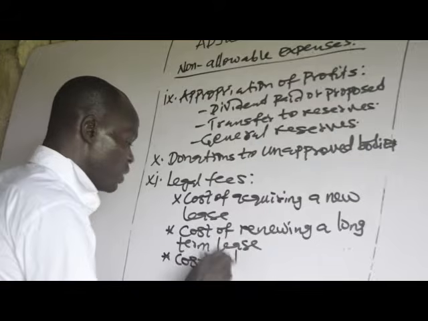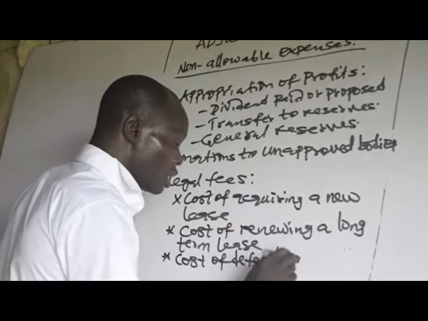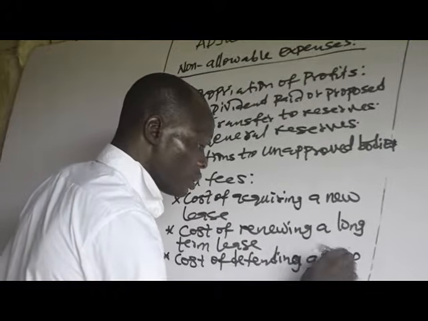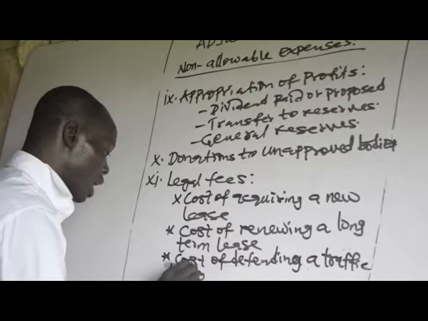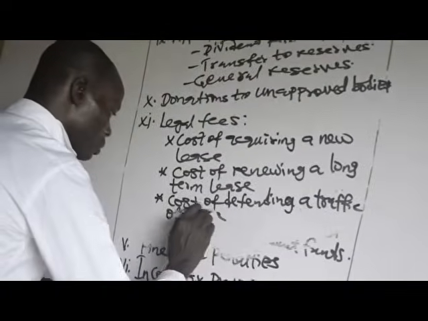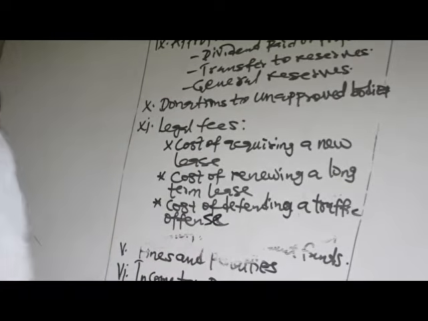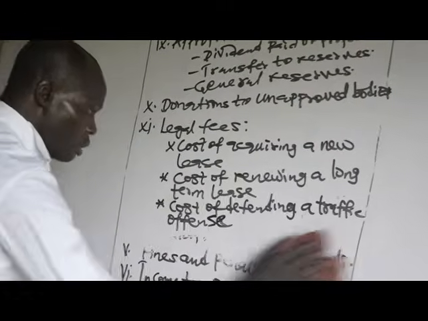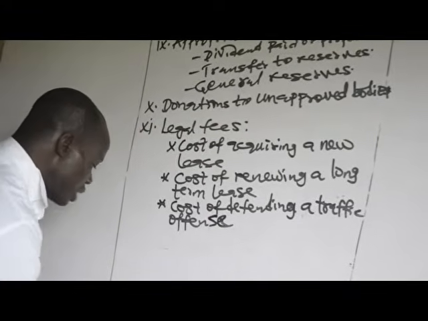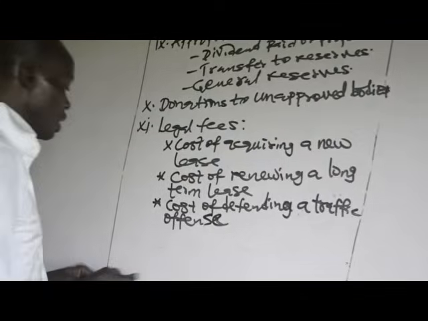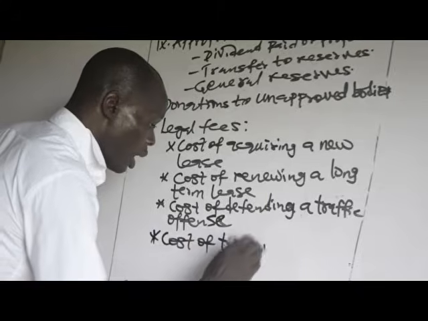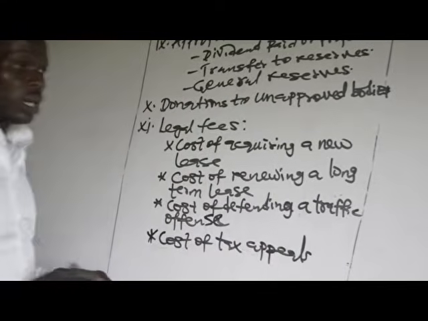Cost of defending a traffic offense are not allowable for tax purpose. Then we may also have cost of tax appeals. Cost incurred in appealing to tax authority. Cost of tax appeals. They are not allowable.